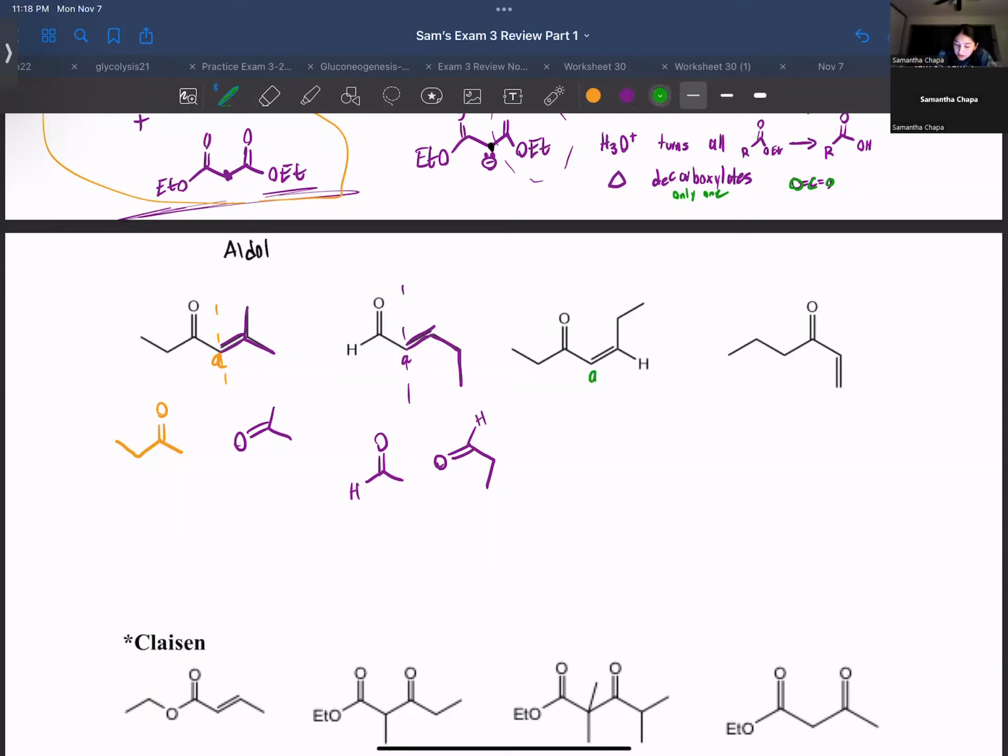Same thing on this one, alpha carbon, cut it in half. This is one of my ketone groups. And all of this will give me an aldehyde. And I attach an oxygen. Those are my two reactants.